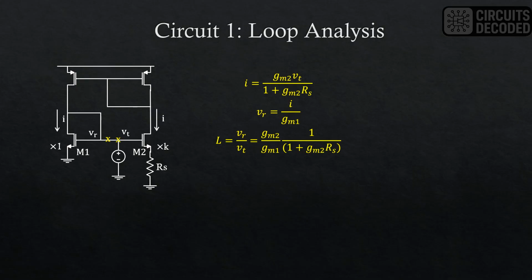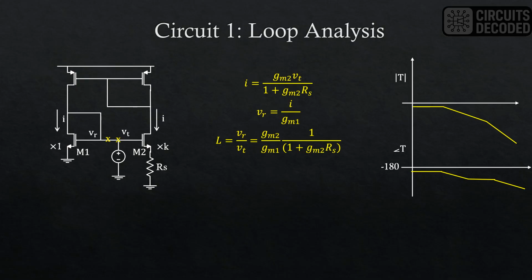Now for all practical values of GM and RS, it can be shown that the loop gain is indeed smaller than 1. And hence, for all frequencies, the loop gain stays below 1 and hence is stable.